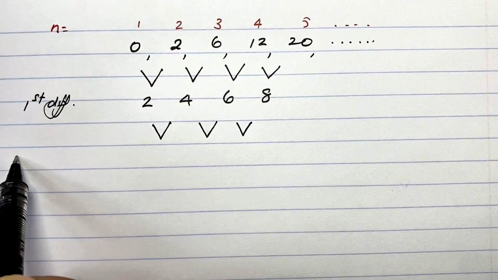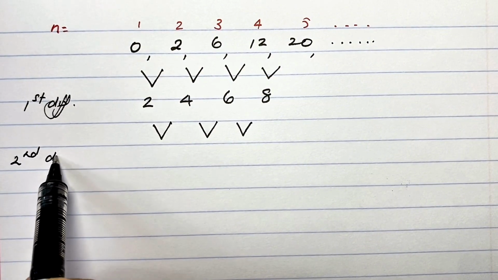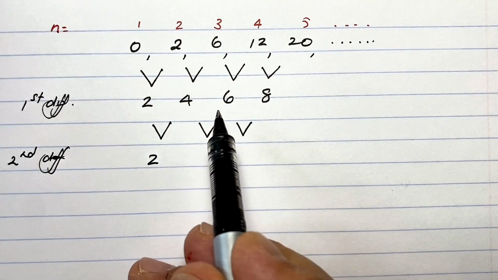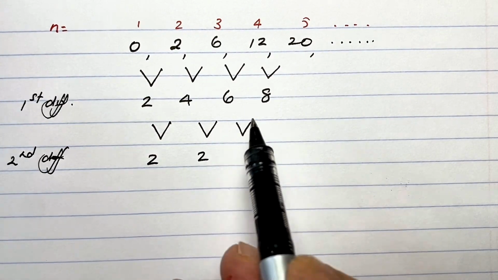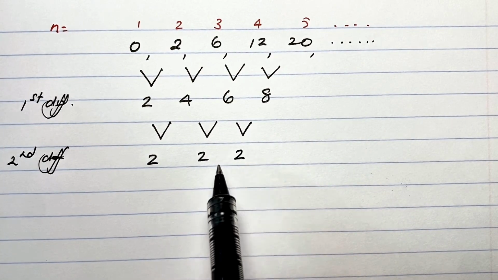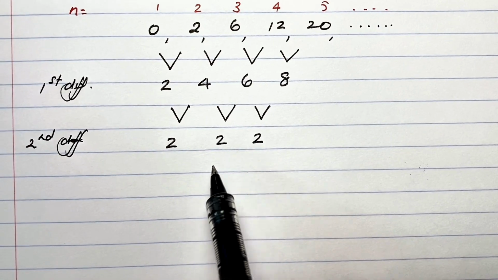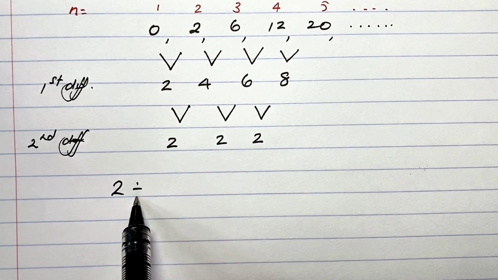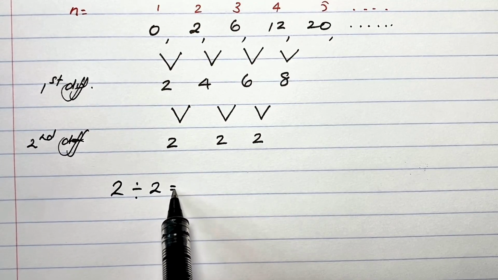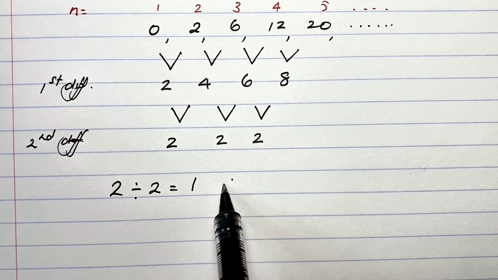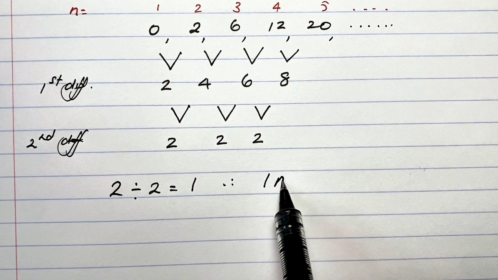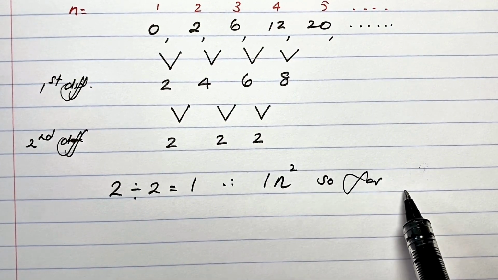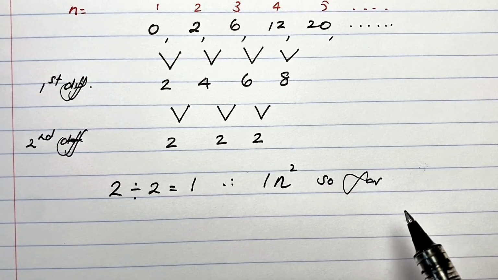The second difference: 4 take away 2, 6 take away 4, 8 take away 6. Now we have a repeating constant. That number, whatever it is, I need to half it. Divide by 2, 1, therefore 1n squared so far. Or we could just say n squared.